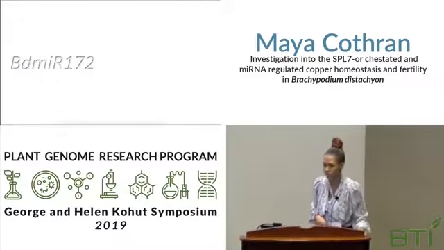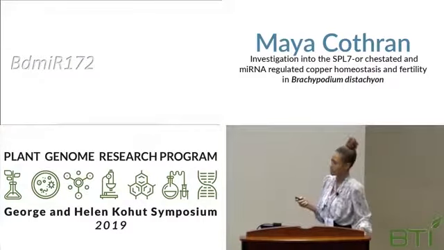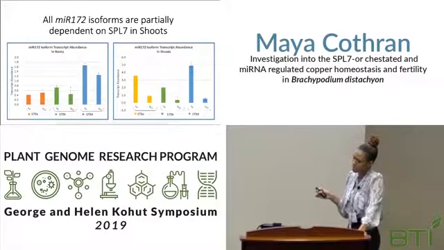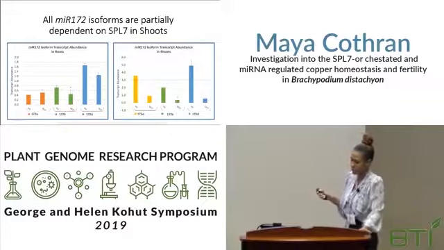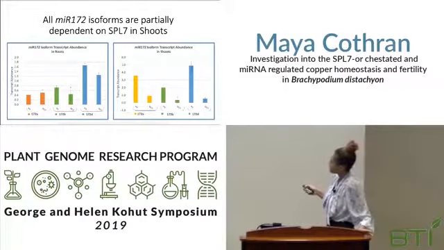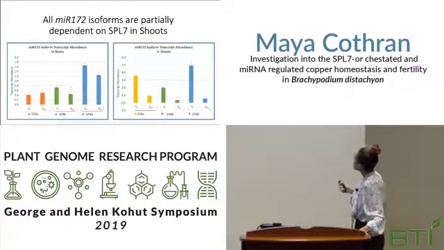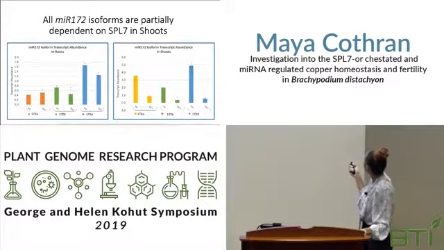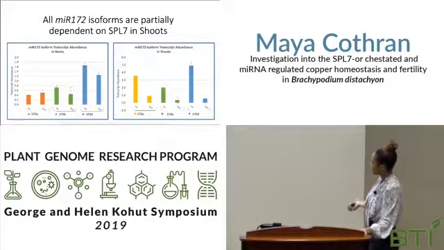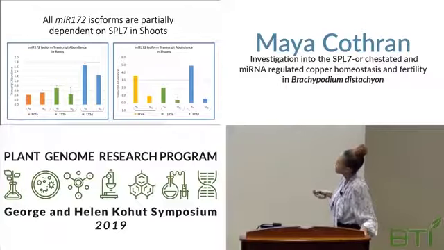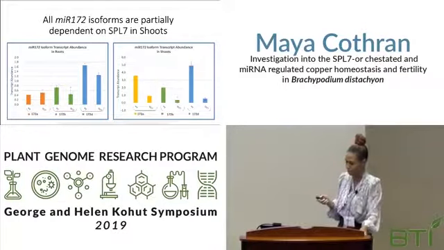Okay, now moving on to our developmental microRNA 172. So all of the 172 isoforms seem to be downregulated in the shoots. Again, we have the 3 isoforms that we are comparing. And yeah, in shoots, they're all downregulated, and they all seem to be SPL7 dependent, at least in part, while in comparison with shoots, they are not really SPL7 dependent.